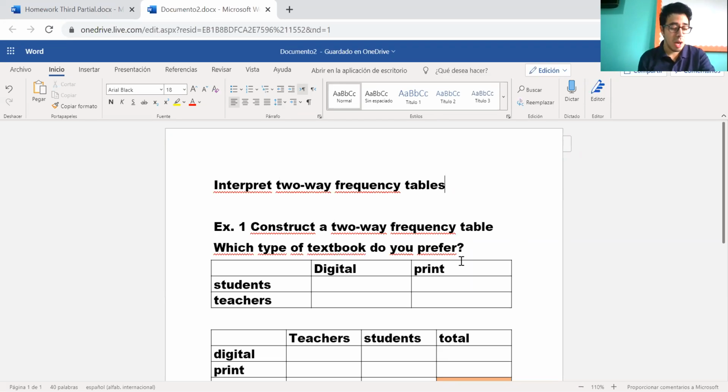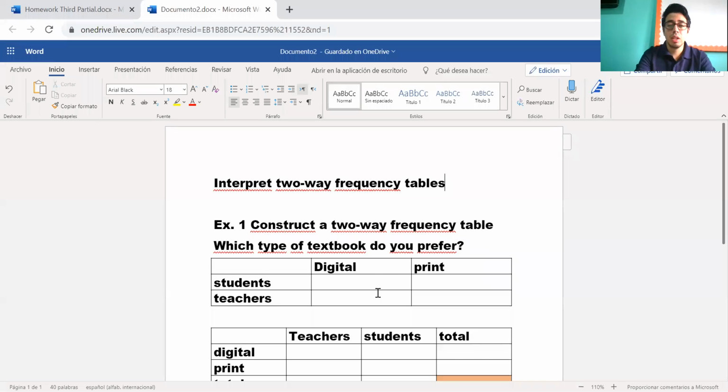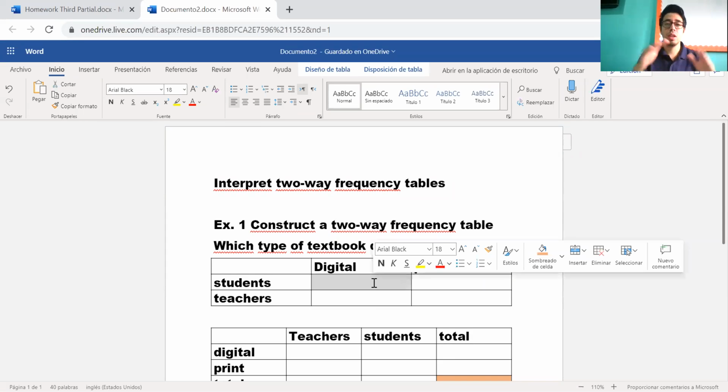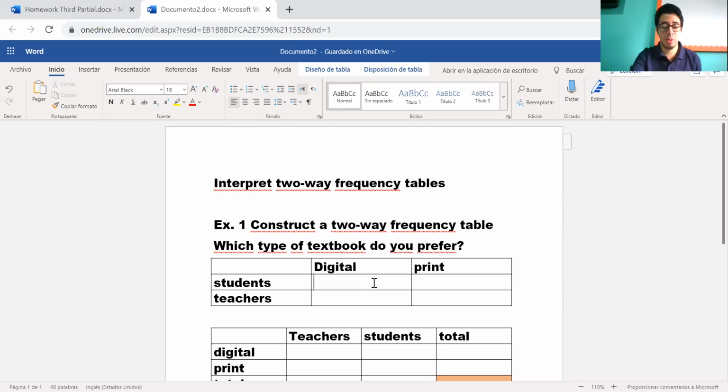Jensen asked 100 people at his school whether they prefer digital or print textbooks. Construct a two-way frequency table that shows the relationship between the person's position and their textbook preference. So in the first part, we need to construct the two-way frequency table using the facts that you have on the table at the top of the page.